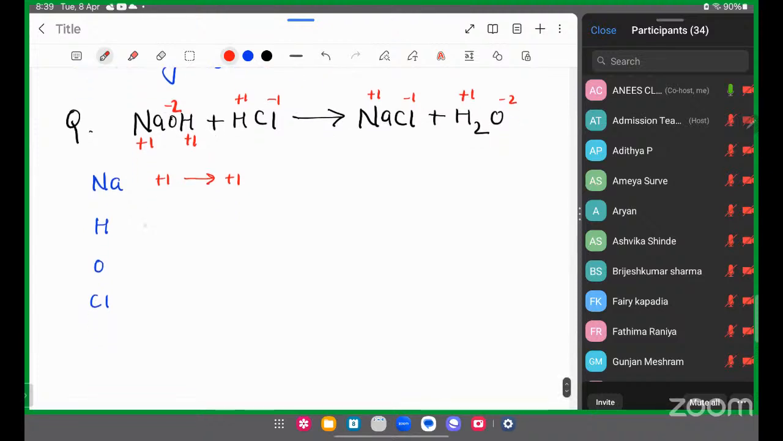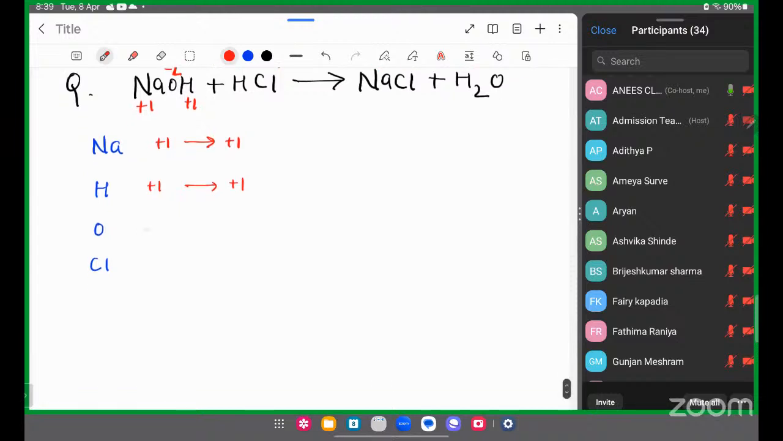Similarly, for hydrogen, it is +1 before reaction, after reaction is also +1. For oxygen, it is -2 before reaction, after reaction is also -2. And finally, chlorine is -1 before reaction, after reaction is also -1. So in this reaction, interesting point is that there is no change in oxidation number of any single element.